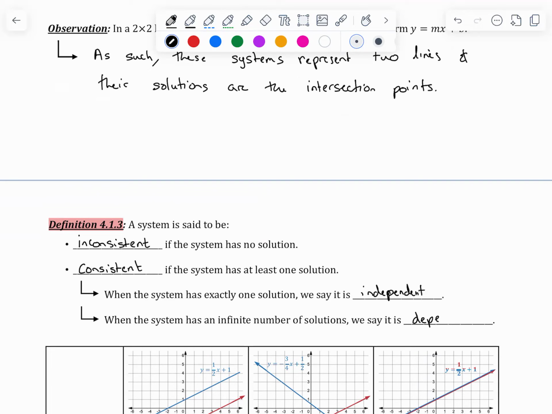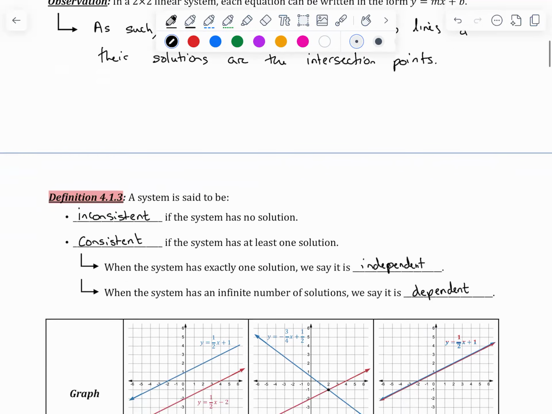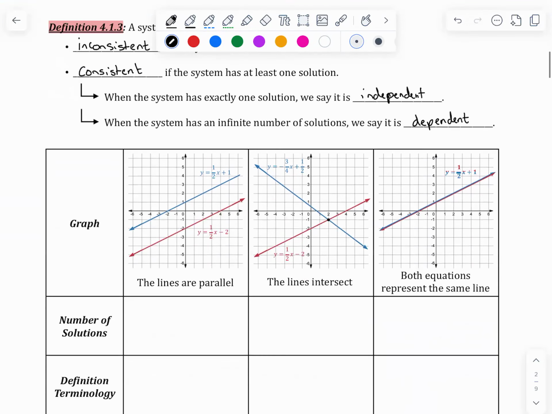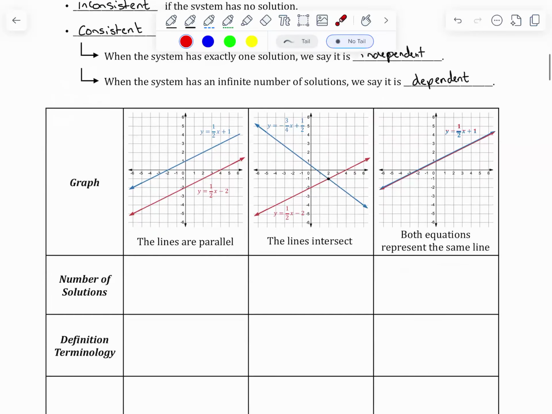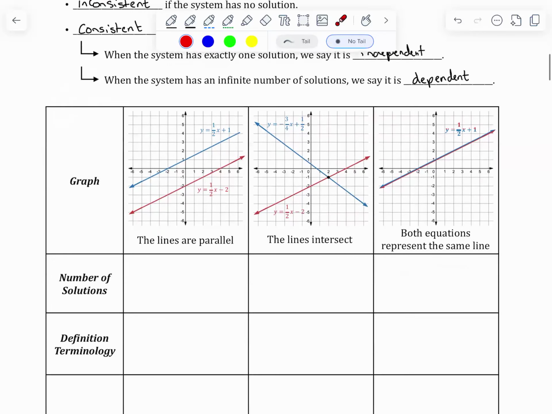So what do those all look like? Well, I've got this chart here to kind of look at all the different situations. So this first one shows two lines that are parallel. The blue line is 1/2 x plus 1, and the red line is 1/2 x minus 2. So the number of solutions here is none. As we know, parallel lines will never intersect, so there's no place where we have a solution.